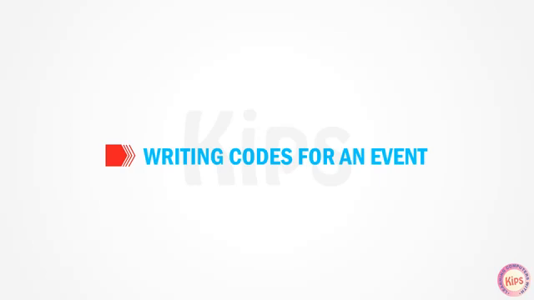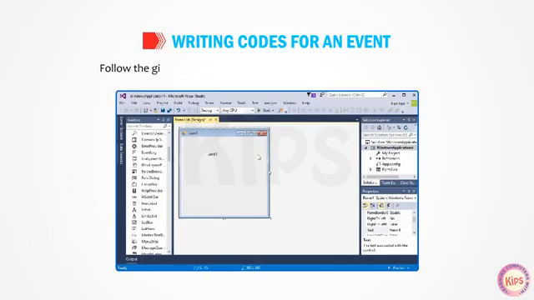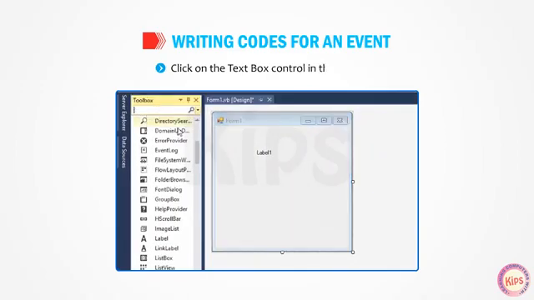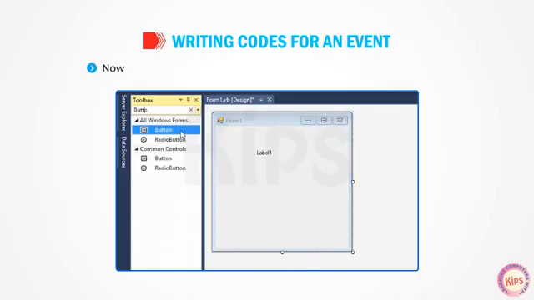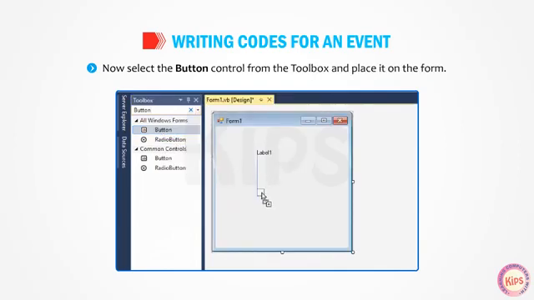Alright, let me now tell you how to write code for an event. Follow the given steps to write programming statements for any event. Here we are considering the click event of a button control. Click on the text box control in the toolbox. Now select the button control from the toolbox and place it on the form.